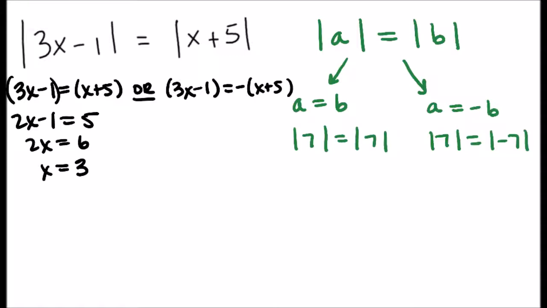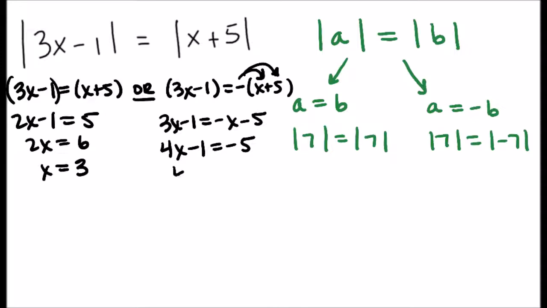Over here, I need to distribute the negative to both things. So I'll get 3x minus 1 is negative x minus 5. So now I'm adding an x to both sides. I'm adding 1. And then I'm going to divide by 4. All right, any questions on this? There's usually a question here.